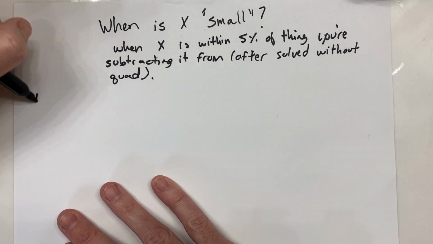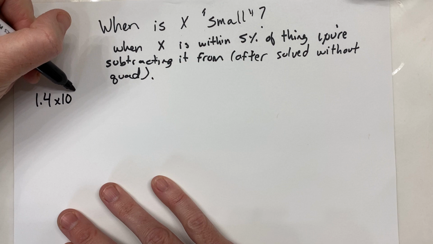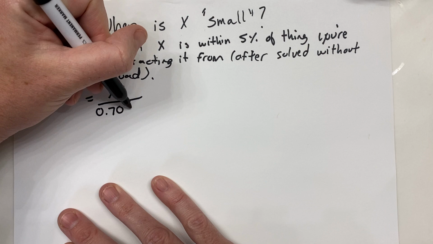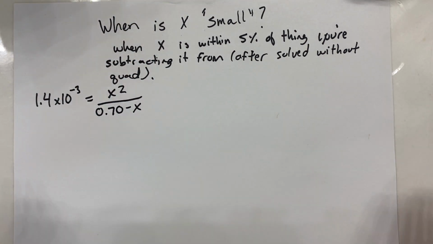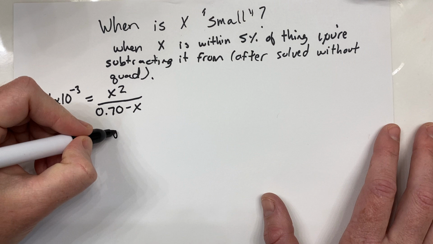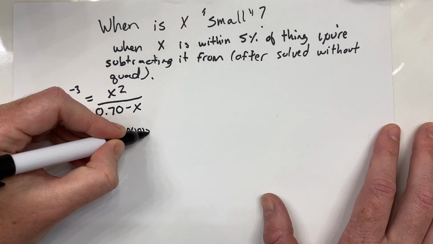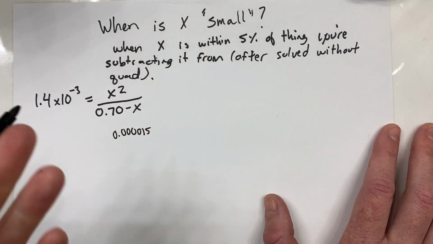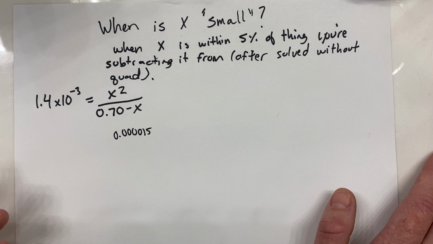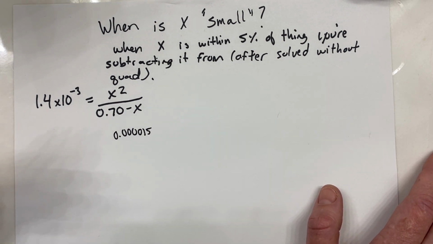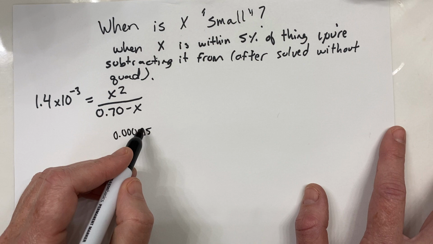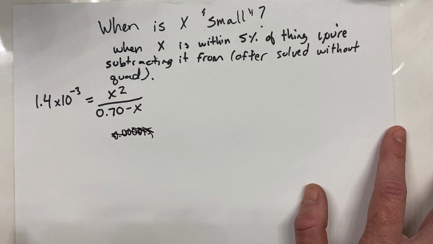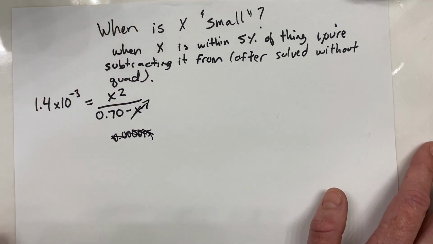Let's say we have an equilibrium equation that's 1.4 times 10 to the negative third, and you have it set up so it equals x squared over 0.70 minus x. All right, so if x is really small, like let's say it's 0.000015 or something like that, if you take 0.7 minus that, your answer is still going to be 0.7, right? If you have $1 million and you lose 25 cents, you still got $1 million bucks. So that's why oftentimes we say, hey, let's just go ahead and pretend x is small and not even worry about it here, so we don't have to do the quadratic equation.